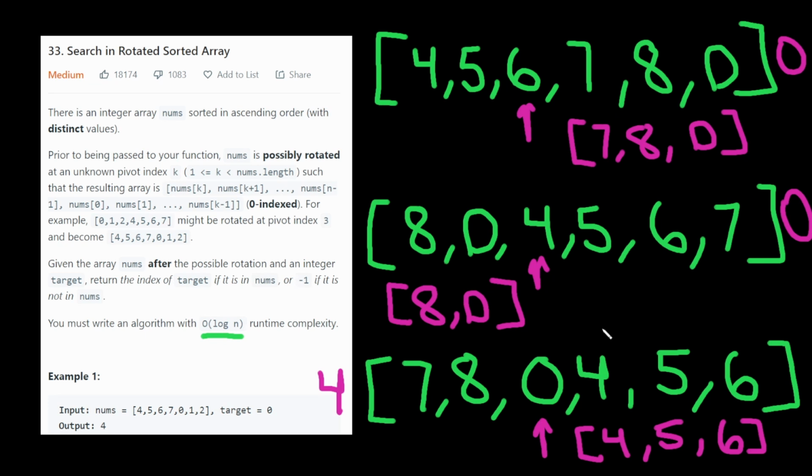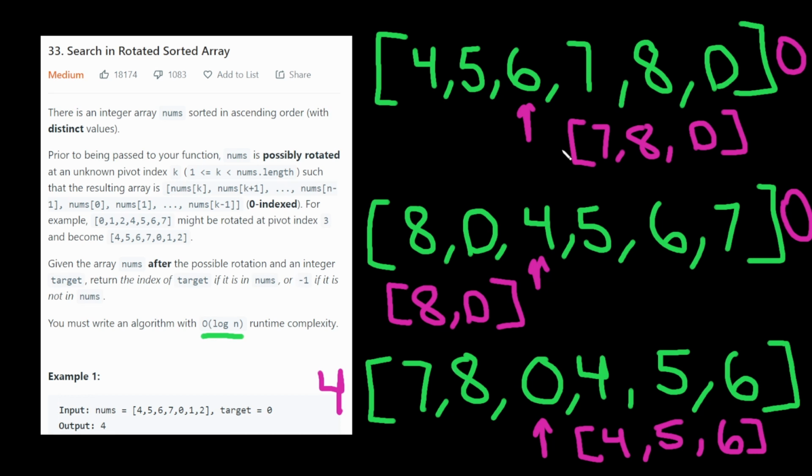There are some tricks you can do to make it simpler than this. But the way I like to think about it is we need to check which of these sides is perfectly sorted. So we know that in this case, 4 and 5 is perfectly sorted, but 7, 8, 0 is not sorted. We know in the second case, 8 and 0 is not sorted, but 5, 6, 7 is. And in the third case, both sides are actually perfectly sorted because we're on the pivot.